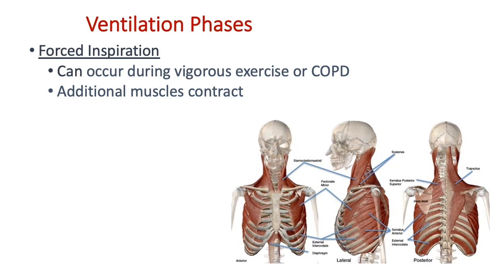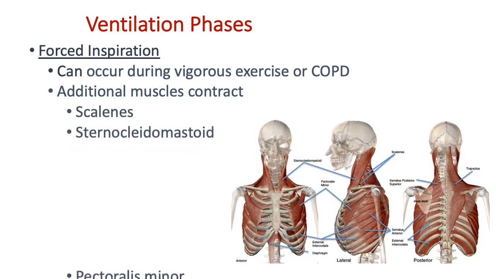When this occurs, the pressure in the lungs, the intrapulmonary pressure, will decrease to a greater extent, increasing the pressure gradient. The larger the pressure gradient, the difference between the atmospheric pressure and the intrapulmonary pressure, the more air has to come in until equilibrium is reached. The additional muscles involved in forced inspiration are the scalenes, the sternocleidomastoid, and the pectoralis minor.